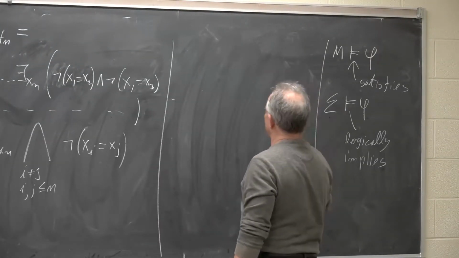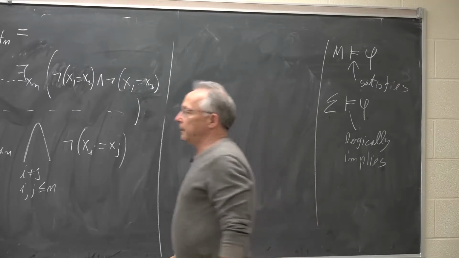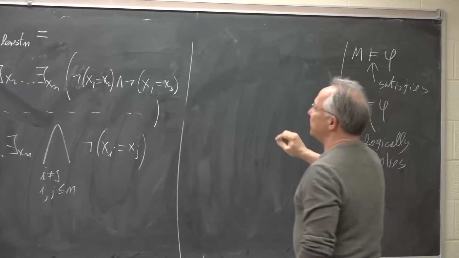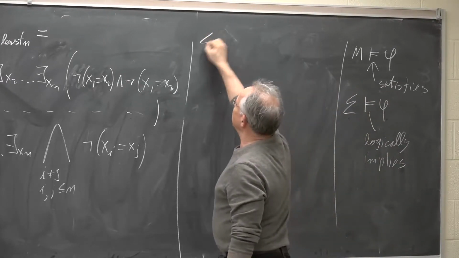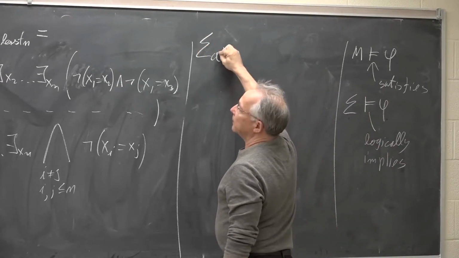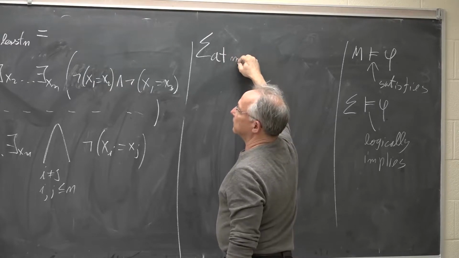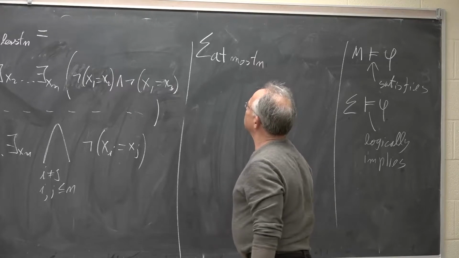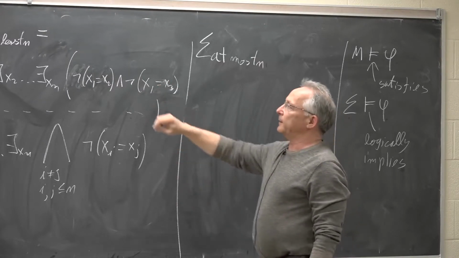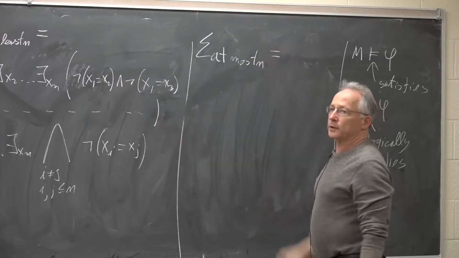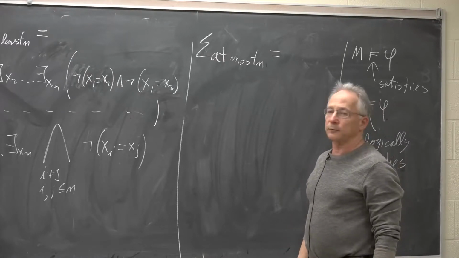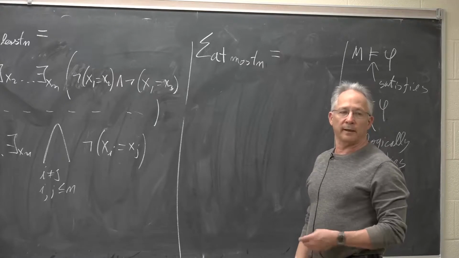Does it answer your question? So now, can you show me a set sigma that will define at most n? So here I had a sigma that defined the set of structures with at least n elements. Now I want a sigma that will define the set of structures with at most n elements.